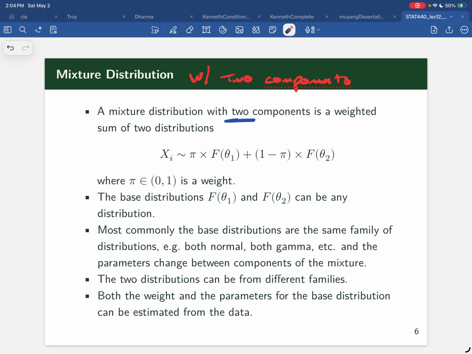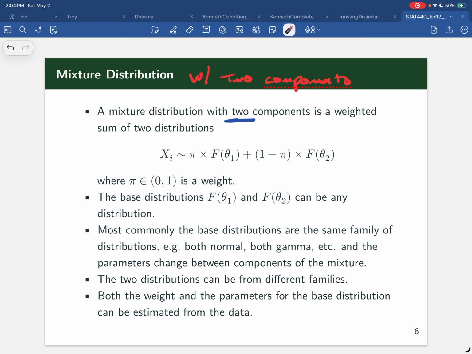Okay, so here's the picture that I want you to have in your mind. This green curve is our first distribution. And then this orange curve is our second distribution. And notice that the area under the curves I have tried to show is very different. So here, pi 1 is bigger than pi 2. Maybe 75% of the data is coming from our green distribution and 25% of the data is coming from our orange distribution.